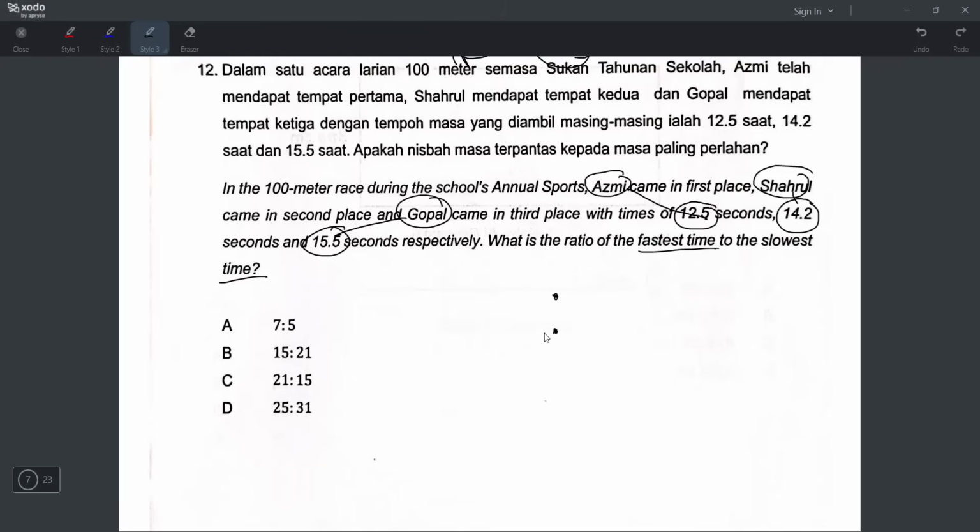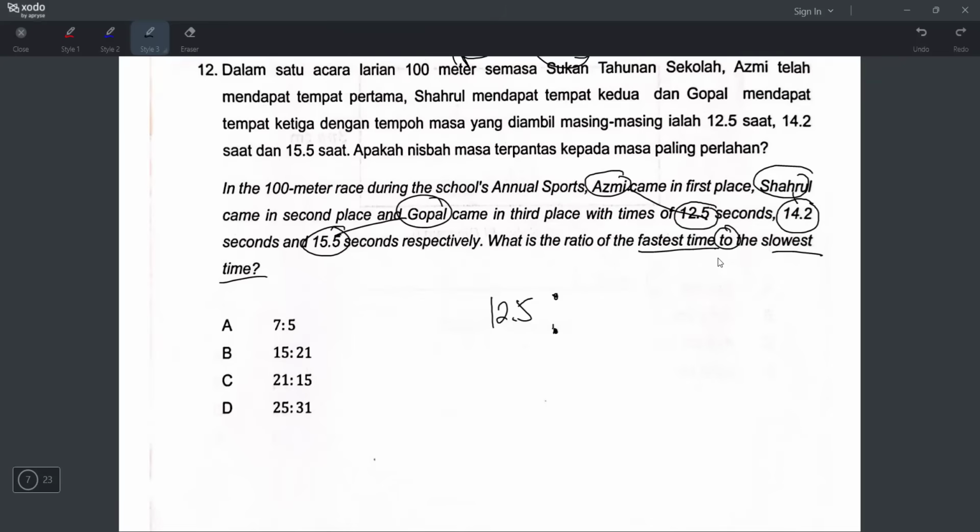Okay, fastest time means what? Fastest time means you take the least second lah. Fastest time means you choose the least time taken. Fastest means you spend less time. So who has the least time taken? 12.5. Okay, and then ratio to the slowest time, you choose the longest time lah, slowest.